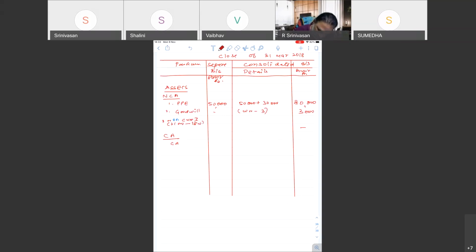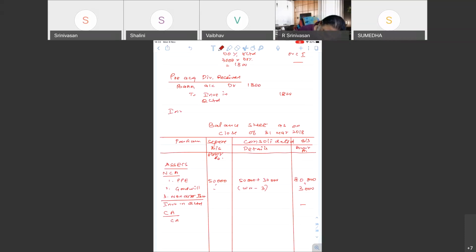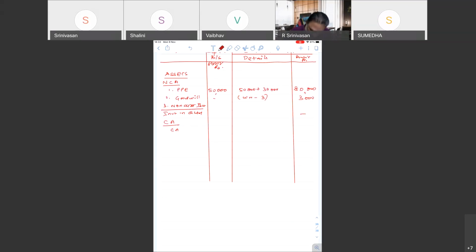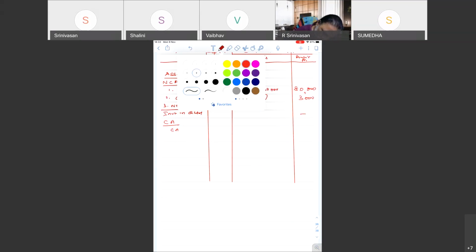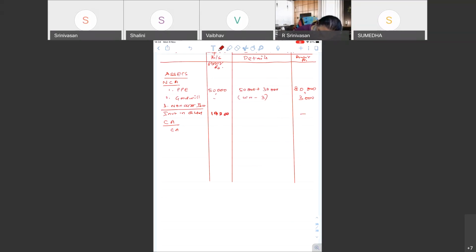So here 21,000 minus 1,800 will be the entry for non-current investment. Under that, investment in Q Limited. Investment in Q Limited on 31st March 2018 would be 21,000 minus 1,800. So this will be 19,200. So that is the amount we have to show here. $19,200. Nothing will come there.